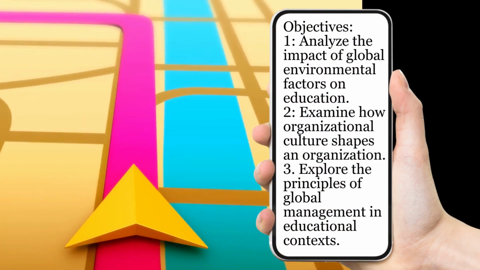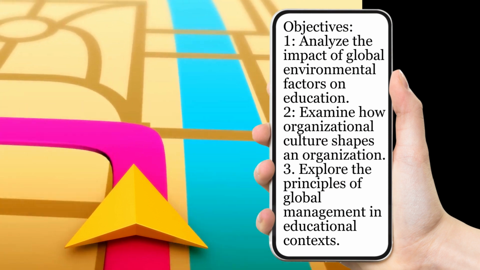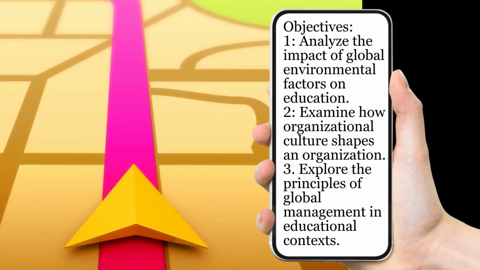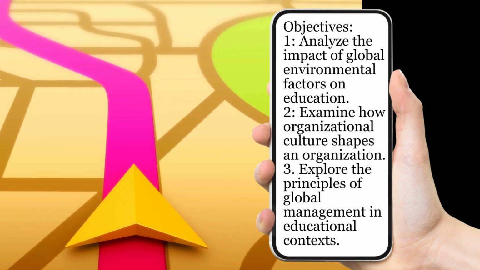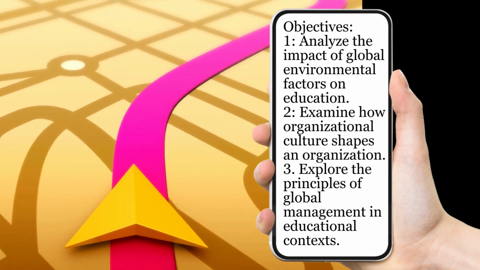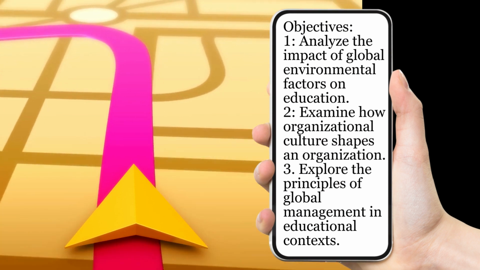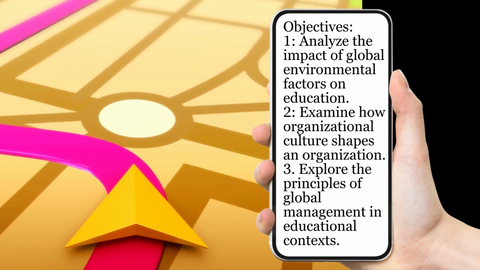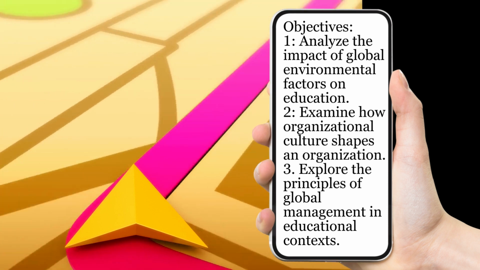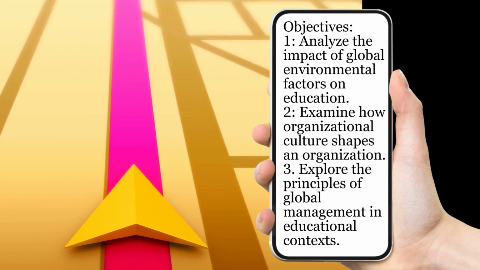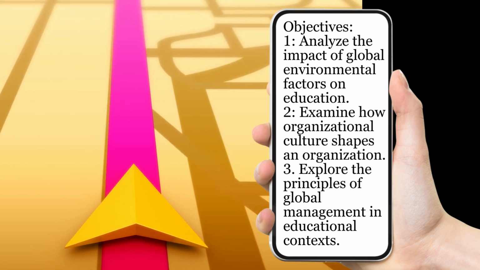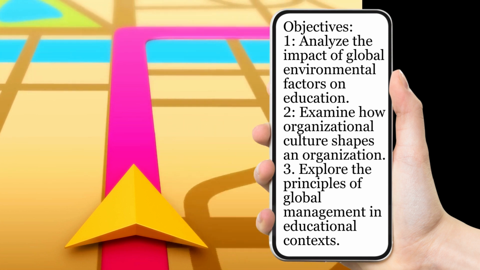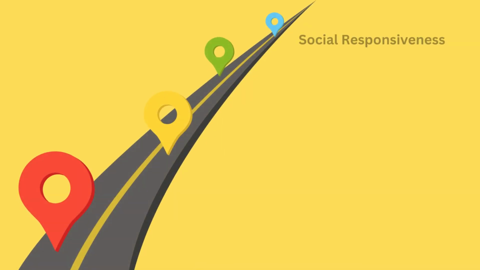To serve as our navigation map, here are the report's objectives. 1. Analyze the impact of global environmental factors on education. 2. Examine how organizational culture shapes an organization. And 3. Explore the principles of global management in educational contexts.